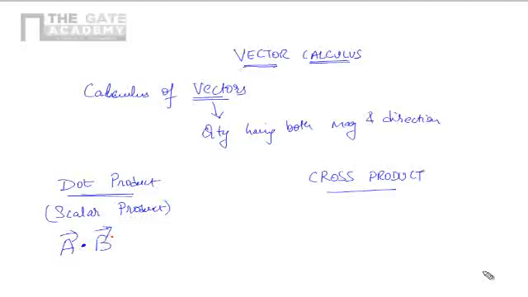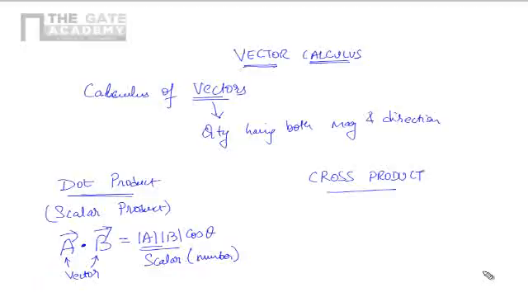Now why were we interested in doing this? The formula, if you go by the formula, is mod A mod B cos theta. See, A is a vector, B is a vector, whereas the result is a scalar. Please remember it. That means it's a number. A and B are not numbers, A and B are vectors, whereas the result is a scalar.